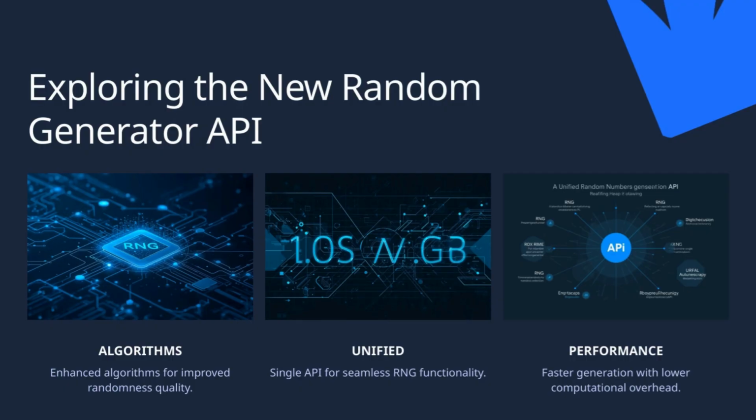Additionally, the new API uses enhanced algorithms to deliver improved randomness quality. This means the numbers generated are more unpredictable and reliable, which is crucial for applications requiring high security or fairness. Overall, this new API ties into our broader goal of making random number generation faster, more efficient, and more trustworthy, helping you build better, more secure systems.